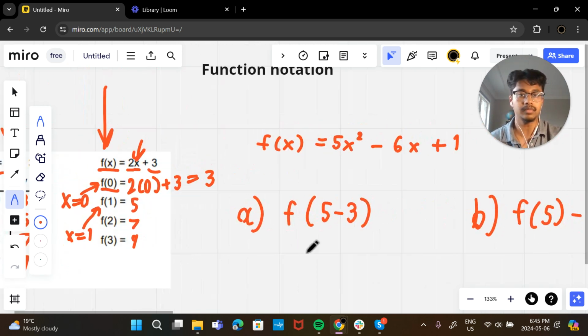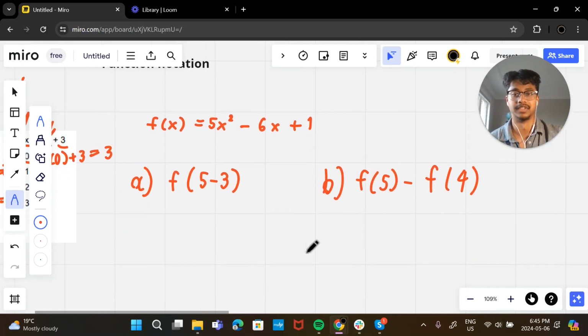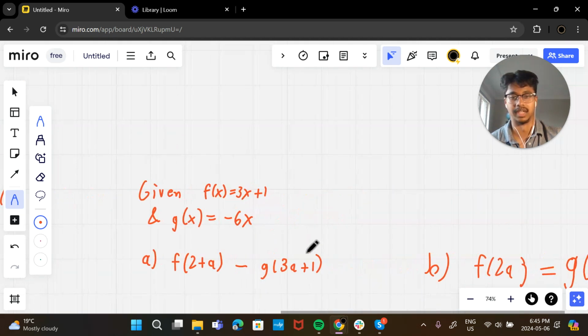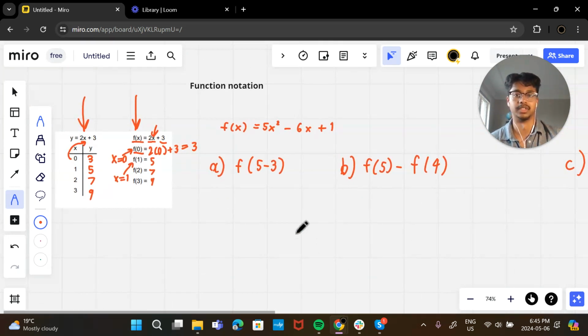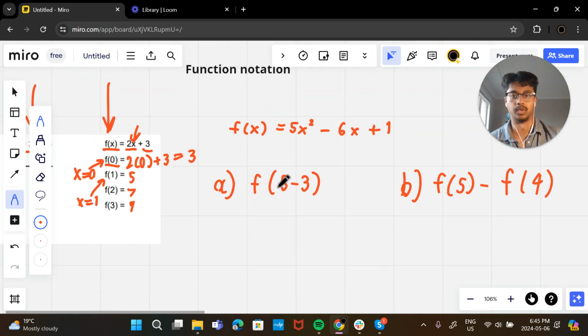Okay, so now I want to get into some examples, because I feel like this is the place where people get tripped up. So I tried to pick out specific ones that I think would confuse people. This will give you a deeper understanding of how this function notation works.